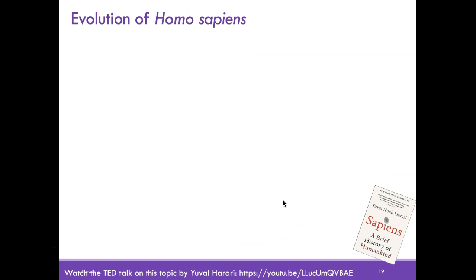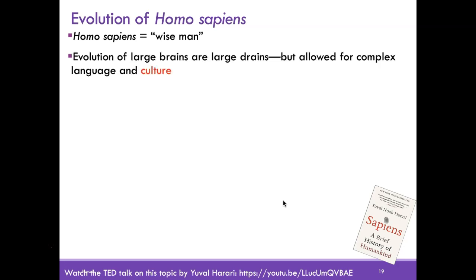So this is a totally separate tangent that I am very interested in talking about. We said Homo sapiens is wise man. So where did the wisdom come from? Our large brains evolved, right? And there must have been, again, some pressure from the environment so that a larger brain was favored. But large brains are large drains, right? They use a lot of energy. But for some reason, something in the environment said that a larger brain had some advantage. So that was selected for and allowed for very complex language and culture, which are knowledge, beliefs, and behaviors that we can pass on to the next generations.